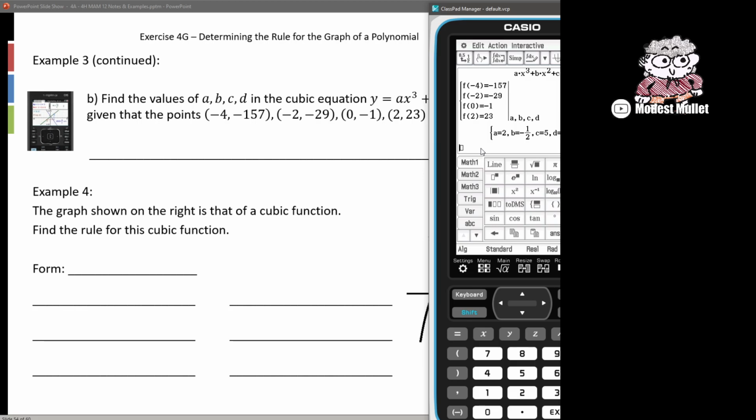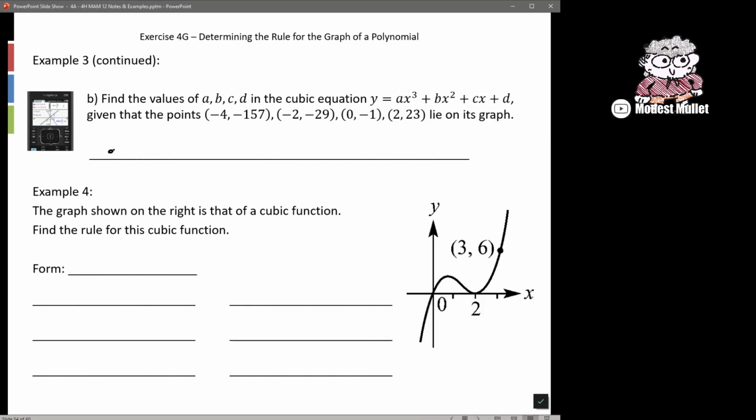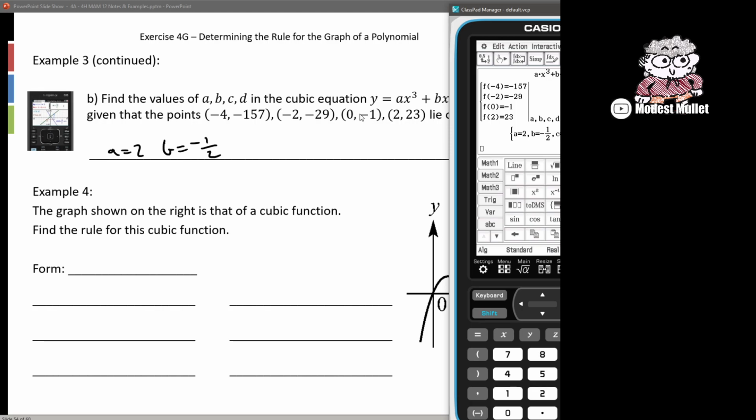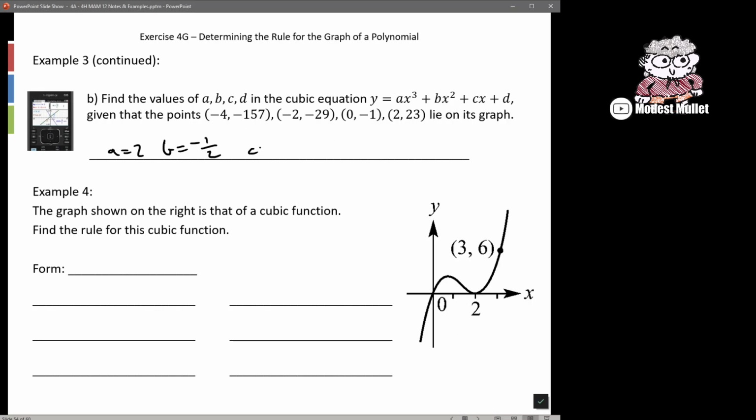There's our values. a is equal to 2, b is equal to -half, c is 5, and d is equal to -1, which matches that there. Cool. Last example, example 4, really quickly: the graph shown on the right is a cubic function.